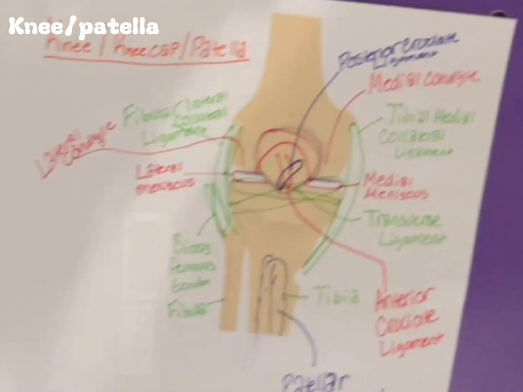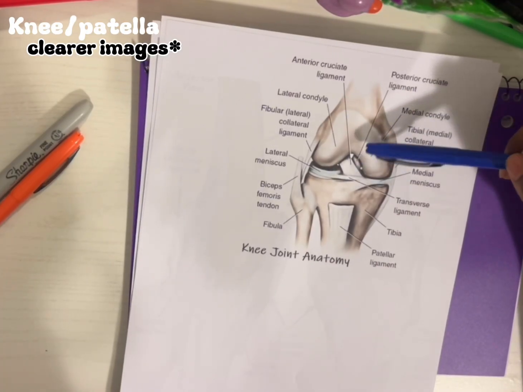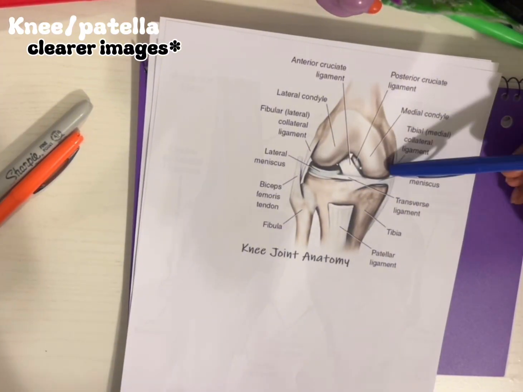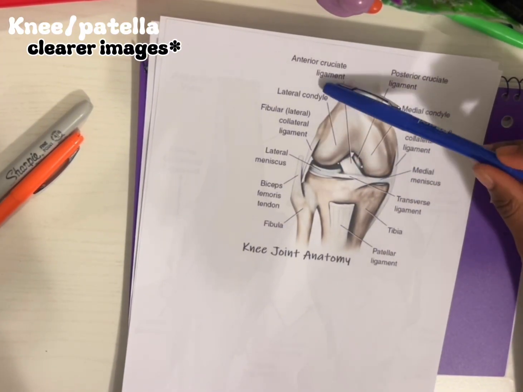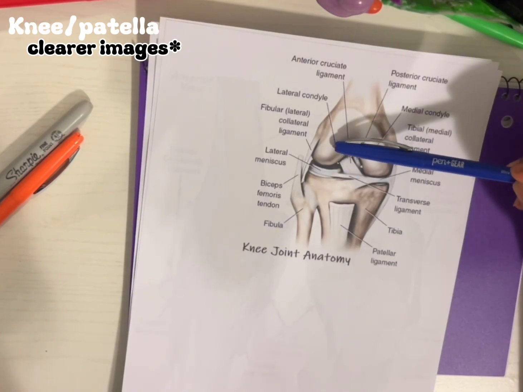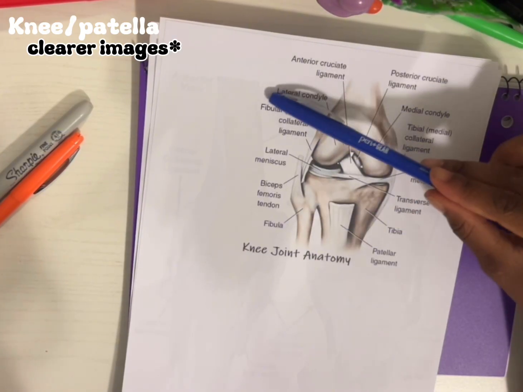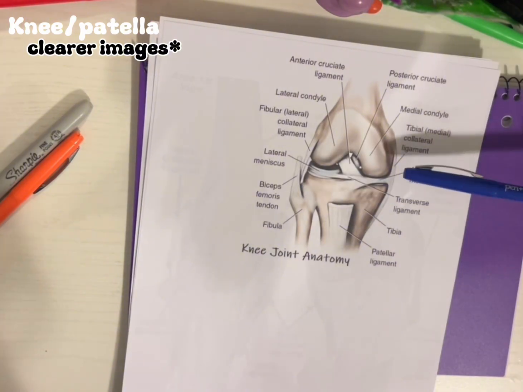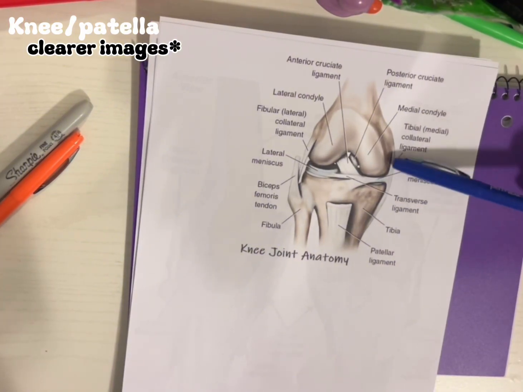Right, and that is pretty much it. The anterior cruciate ligament is in the front. The posterior cruciate ligament is in the back. Medial condyle is on this side, lateral condyle is on this side. Medial, lateral, medial, lateral. The fibular is for the fibula, lateral, because it's on the lateral side. Collateral ligament is on the side. And then the tibial, medial, because it's medial. Collateral ligament is on the side.